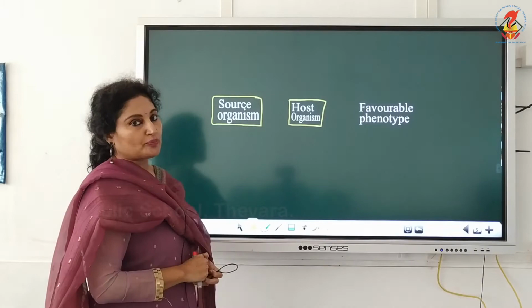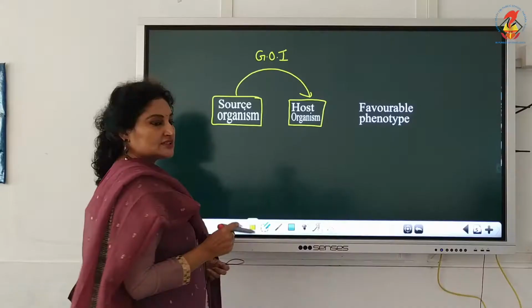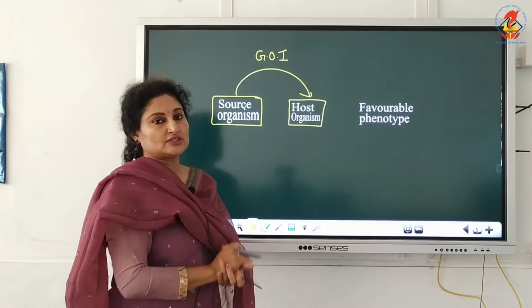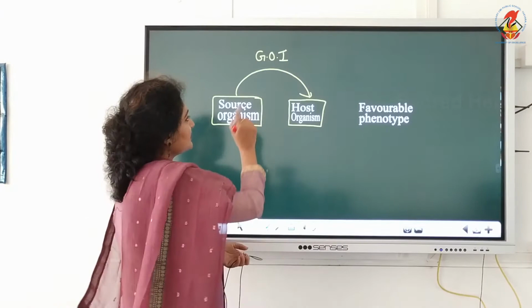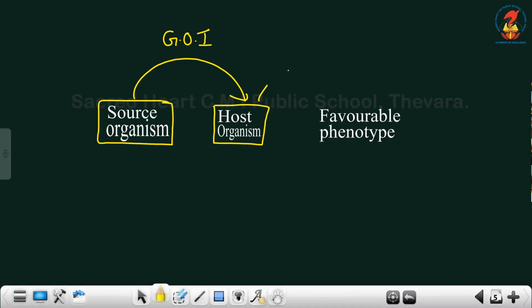So I'll draw it in the form of a flow chart. From the source organism, the gene of interest is transferred to the host organism. It is transferred means in the genome it's incorporated, not simply transferred or injected. Into the genome we are incorporating the gene of interest. In the previous chapter we saw how it is incorporated with the different tools. And once it is incorporated into the genome of the host, what happens to the host? It possesses a favorable phenotype.